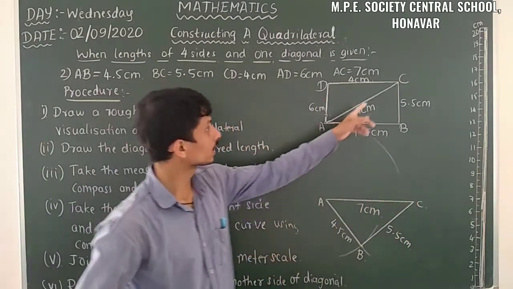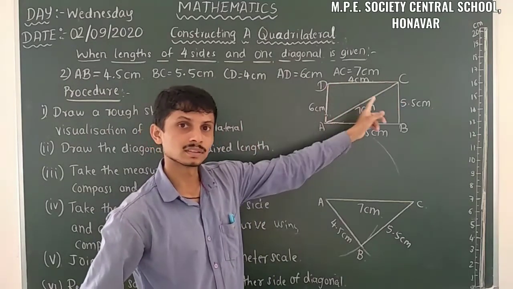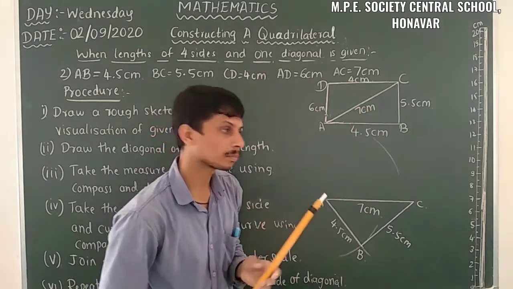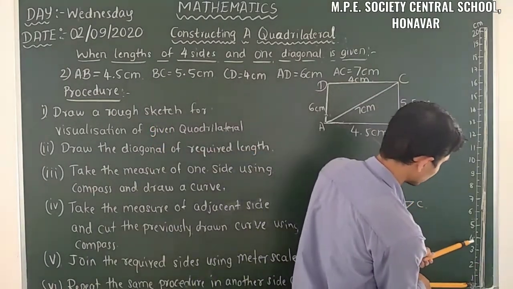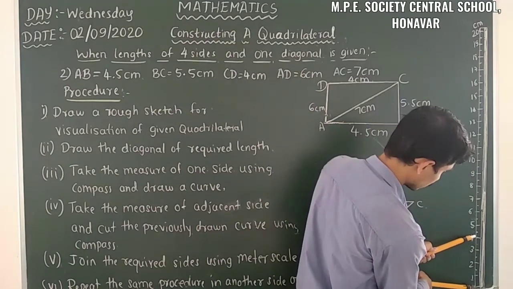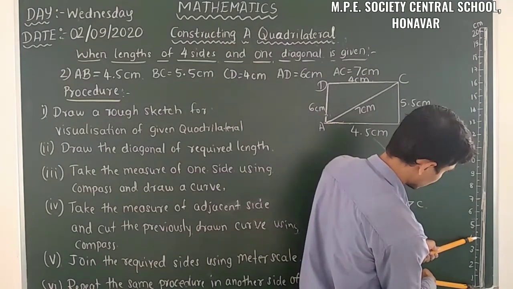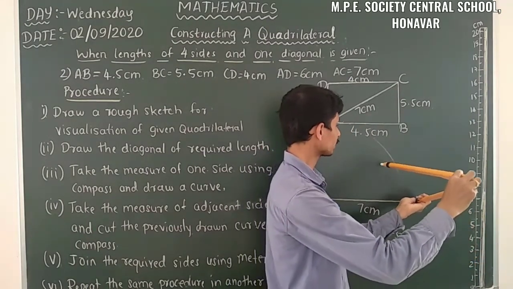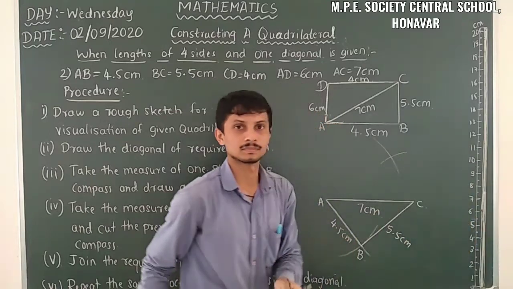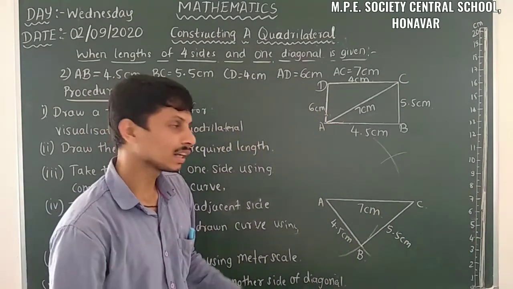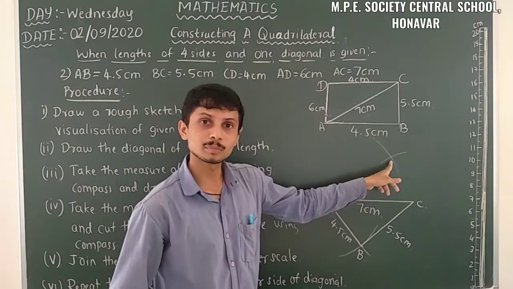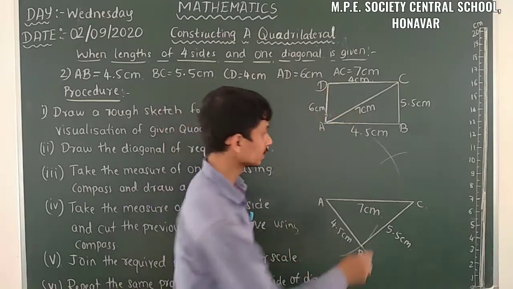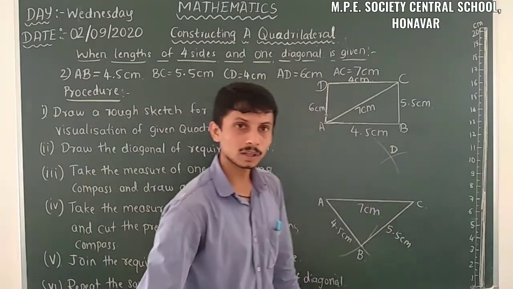Then what we have to do? Take the length of 4 centimeter, CD. We have to take the length of CD. It is 4 centimeter, using the compass and meter scale. Here it is. Then locate on C and then cut the previously drawn curve. The intersection between these two curves is the point we require, that is D.